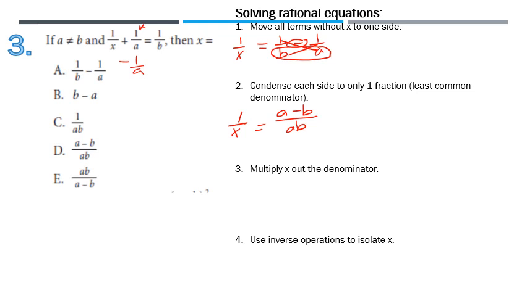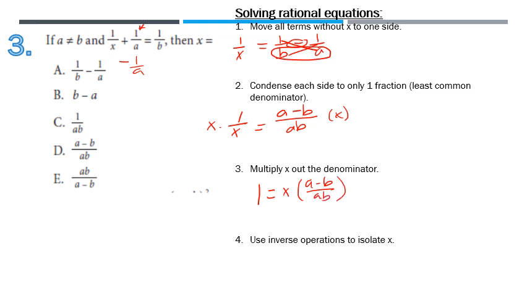All right, so that's us condensing each side to one fraction. All right, next you're going to multiply x out of the denominator. So we want to get x out of the denominator. So I'm going to multiply both sides by x. What I do to one side, I do to the other. So on my left hand, a big mistake that people make is that they say it's 0, but it's not 0. x divided by x is 1. So we're left with 1 equals, and we have x times a minus b over ab left on the right side.